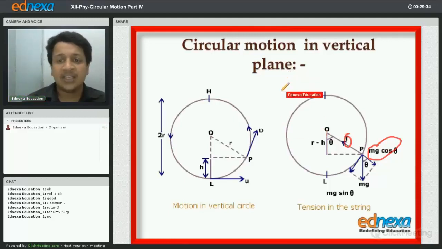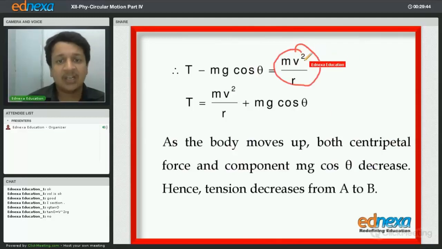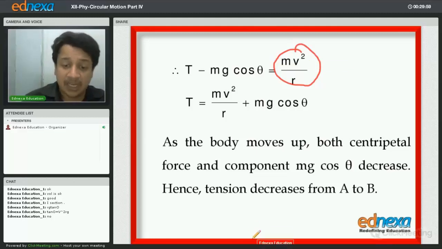As both are acting in opposite directions, we can write T minus mg cos theta is equal to centripetal force, and that is mv square upon r, or T equals mv square upon r plus mg cos theta. As the body moves up, both centripetal force and the component mg cos theta decrease. Hence, tension decreases from A to B.